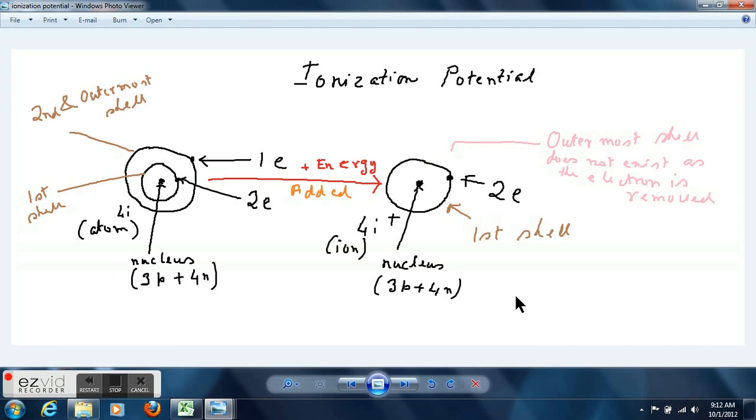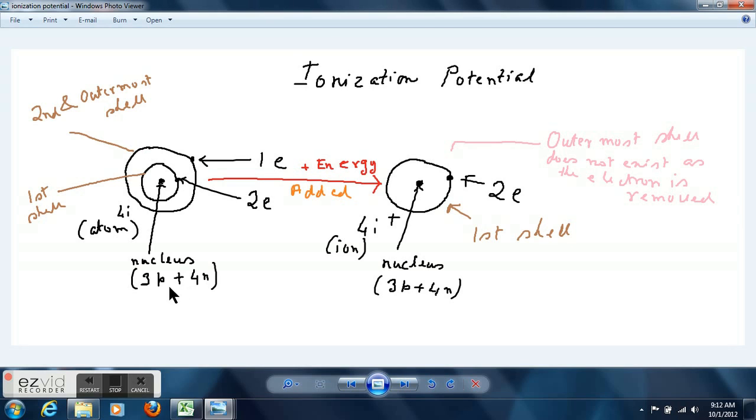Now let us talk about ionization potential. By definition, it is the energy that is to be added to remove 1 electron from the outermost shell of an atom. Energy needed to remove 1 electron from the outermost shell of an atom is called ionization potential.